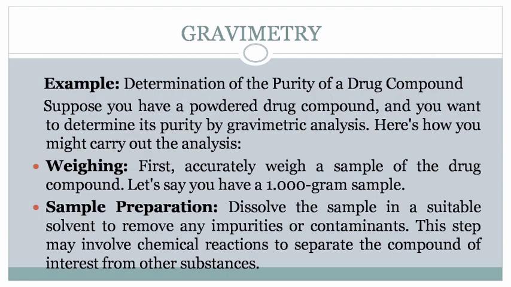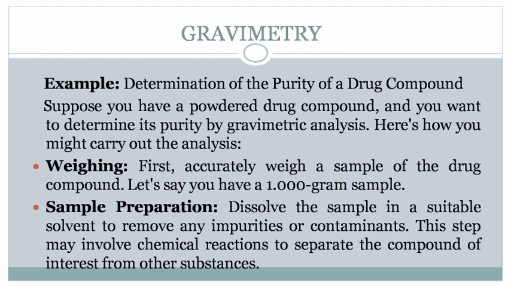Example: determination of the purity of a drug compound. Suppose you have a powdered drug compound, and you want to determine its purity by gravimetric analysis. Here's how you might carry out the analysis. First, weighing. Accurately weigh a sample of the drug compound. Let's say you have a 1.000 gram sample.